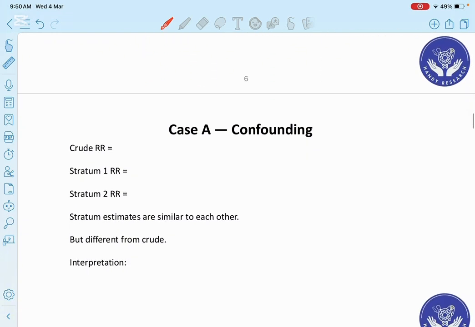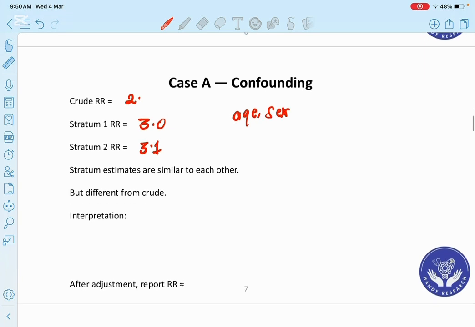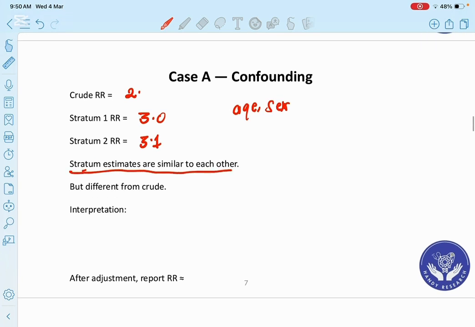Now let's take case A. In case A, the crude risk ratio is 2, the stratum 1 risk ratio is 3.0, and the stratum 2 risk ratio is 3.1. Again, the stratum could be anything, like age or sex, that leads to the distortion. The stratum estimates are similar to each other but different from the crude. The interpretation is that confounding exists.